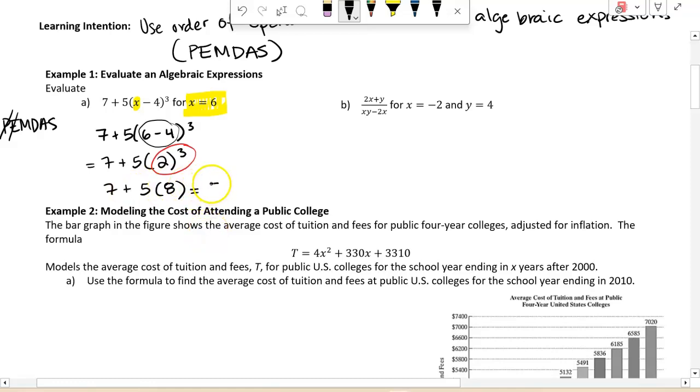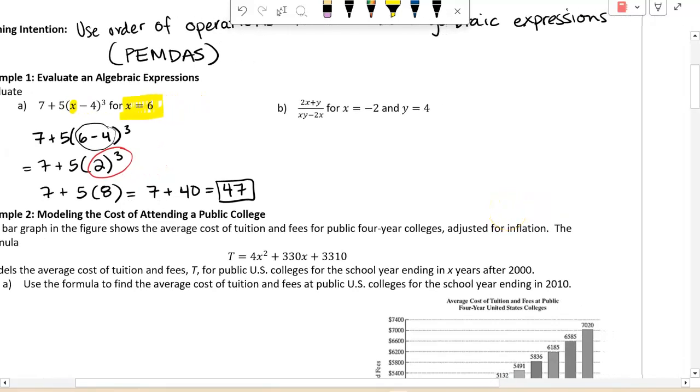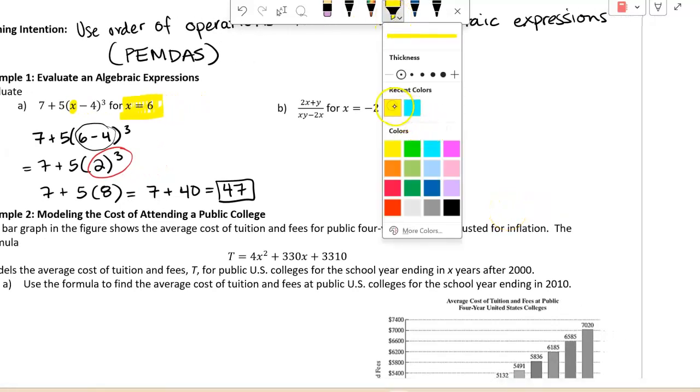So we've got 7 plus, we've done exponents, and now we're going to multiply 5 times 8. There's no division to do. So 5 times 8 is 40. Final answer, 47. For part B, there are 2 different variables that we're going to plug in for.